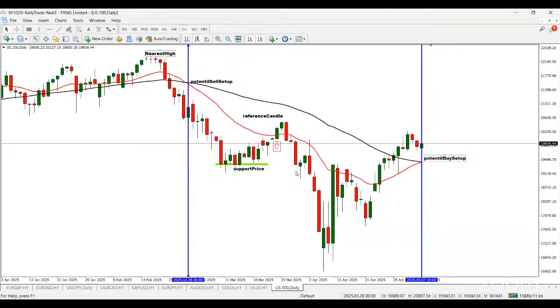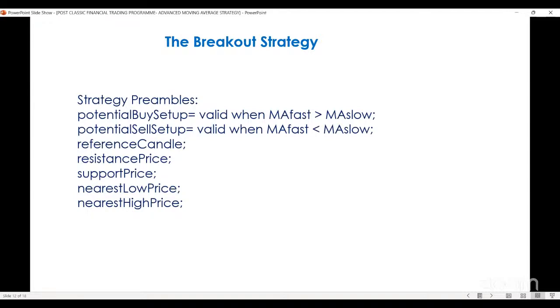What are the other things I mentioned in that? Let's quickly go back and check, since I'm switching between the template and the chart. So we have the resistance price, which I've already shown you, and the support price, because we're on a sell setup. On the sell setup, we need the support price, the nearest high, and the resistance, or the reference candle. And of course, the potential buy setup. I think it's correct like this.